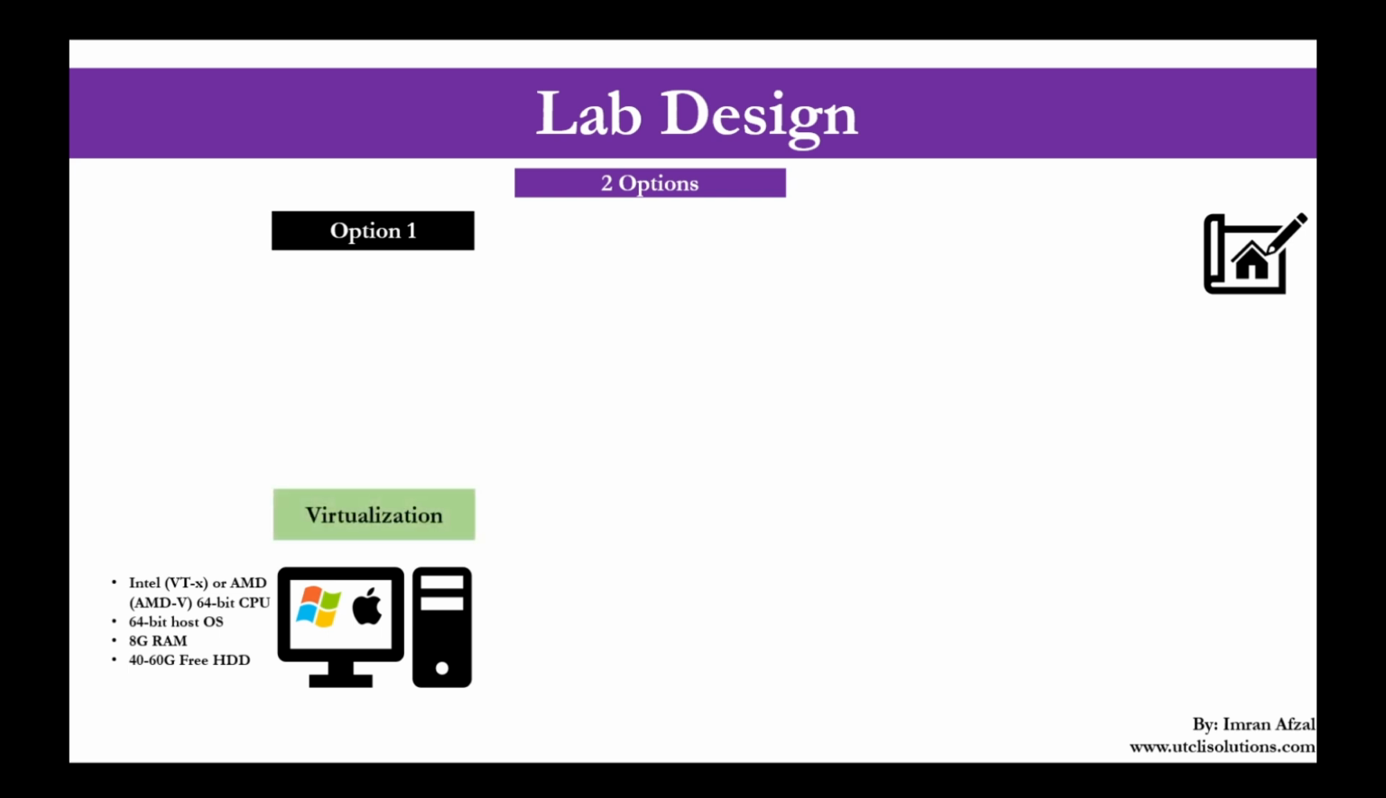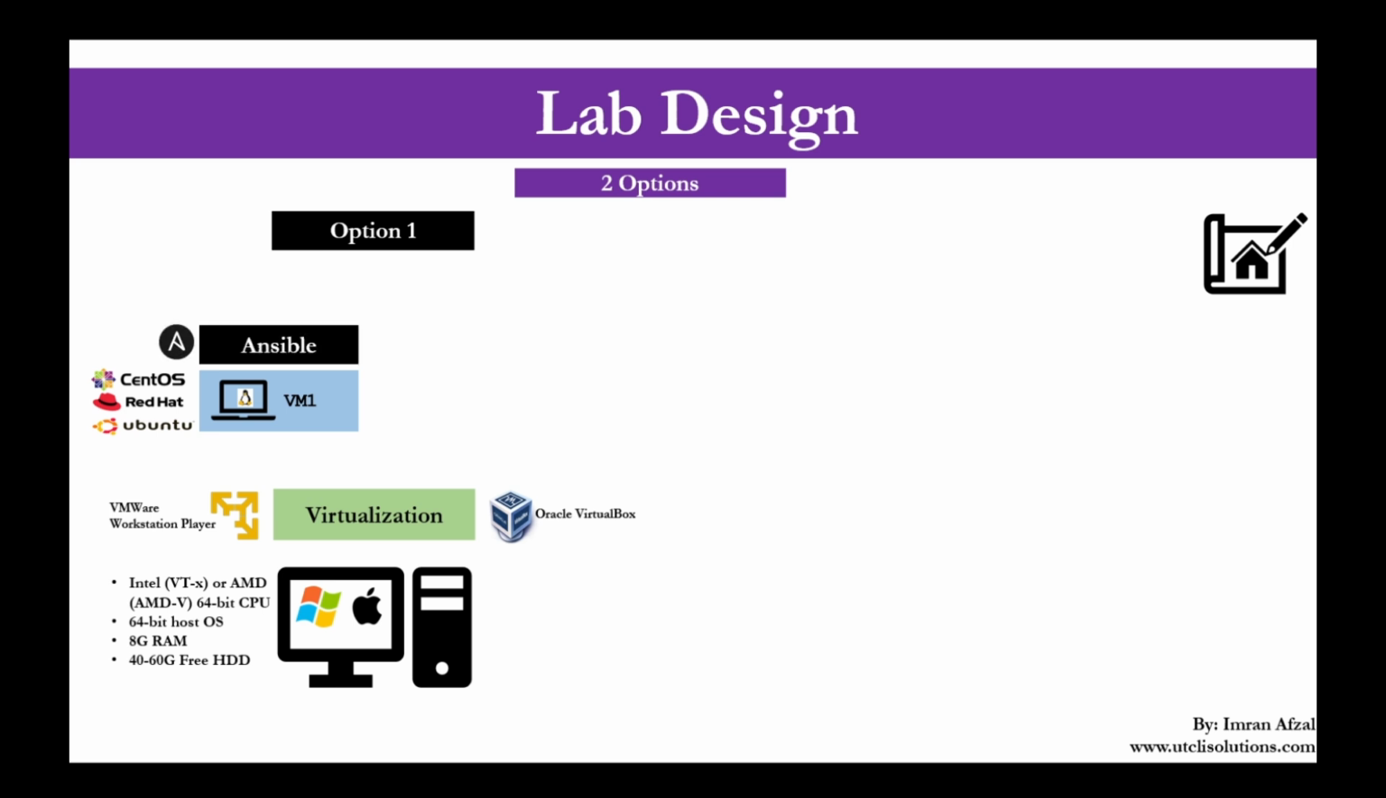Then what we will do, we will install a virtualization software on top of that operating system. That virtualization software could either be Oracle VirtualBox or it could be VMware Workstation Player. Then we will create a very first virtual machine on that virtualization software, and then we will install Linux operating system. That Linux operating system could either be CentOS, or Red Hat, or Ubuntu. Ansible can be installed and can be run on any of these operating systems. We will install Ansible engine or Ansible software on these operating systems, and that virtual machine or that virtual computer will become our control node.